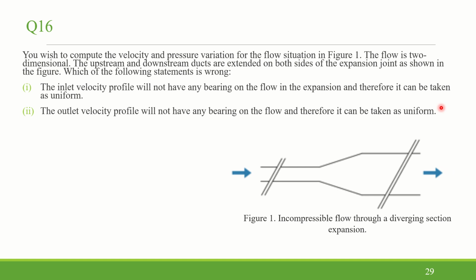So for this question, the second statement is the right answer. Option 2 is the right one. The options are: A 1, B 2, C 3, C 1 and 2, D neither 1 nor 2. We are given two statements, and we are asked to identify the wrong statement. The answer is option 2, that the outlet velocity profile will not have any bearing on the flow, and therefore it can be taken as uniform. That statement is the wrong statement. Why? Because the outlet section is after the expansion, so it will definitely have some impact, and therefore we cannot take it as uniform. So option 2 is the answer. Option B, B2 is the right answer.